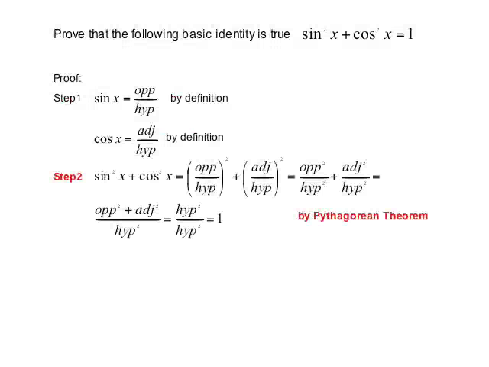Now we could have proved this by drawing a right triangle, putting A, B, C on there, but I just used the basic definition, and that's a good proof, as the other one would be a good proof as well.